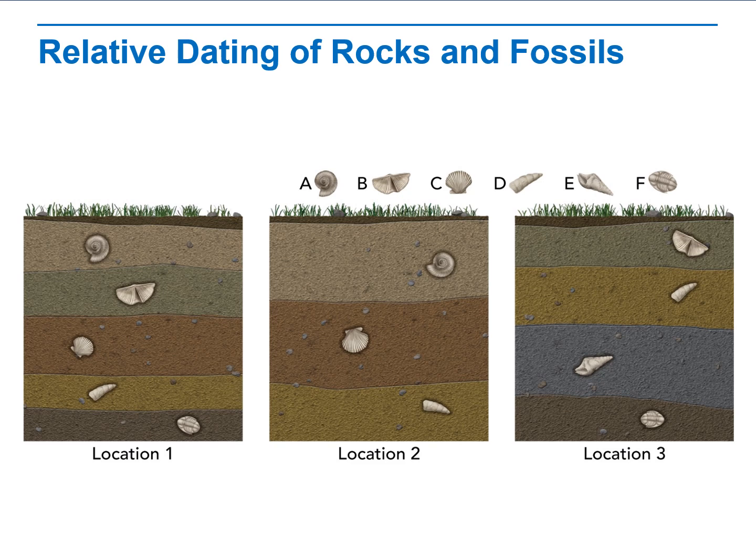Let's look at the diagram. Which index fossil is found in all three locations? Well, if you look, you can find fossil D at location 1, location 2, and location 3.